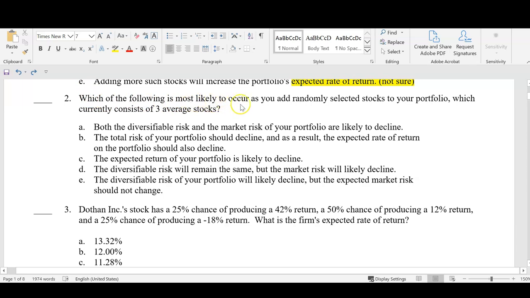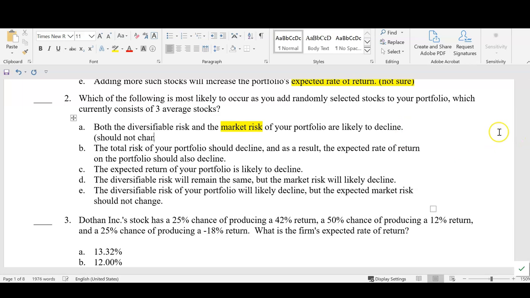Question 2. Which of the following is most likely to occur as you add randomly selected stocks into your portfolio, which currently consists of 3 average stocks? Okay, this is testing us on the same graph here. Option A, both the diversifiable risk and the market risk of your portfolio are likely to decline. This is not true, because market risk is not going to decline. Diversifiable, yes, it's going to decline, but market risk should not change.